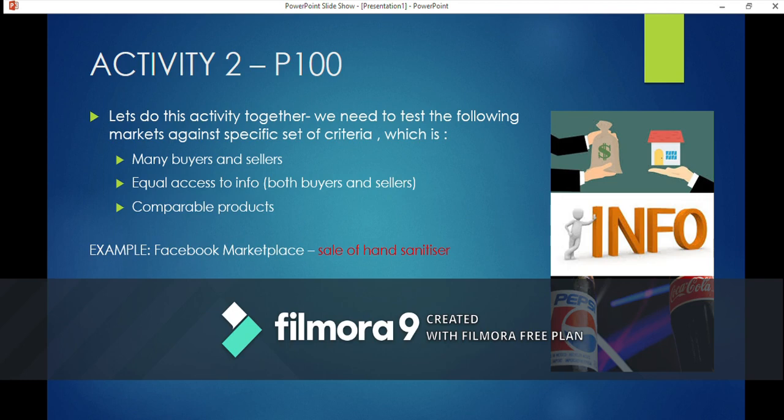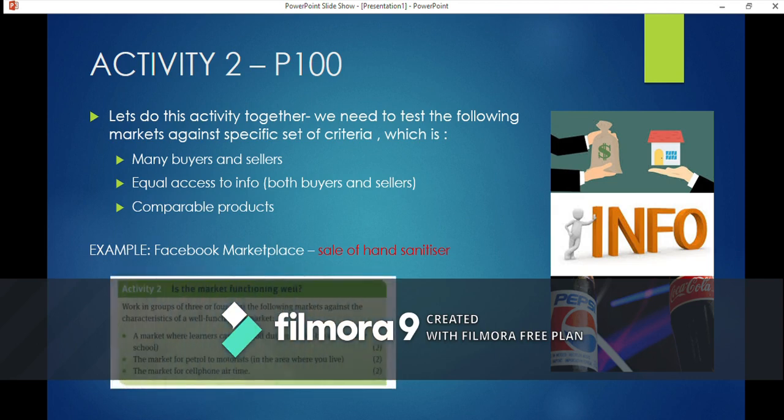So according to our 3 criteria, Facebook Marketplace is a market, right? We test the validity of a market, and we find Facebook is a market. So you need to do the same for the following three. The market we learners have, this is now our free market Friday. The second one is the market for petrol and motorists here in Jeffreys Bay, and the third one is the market for cell phone airtime. I want you to do exactly the same as I did in this example.